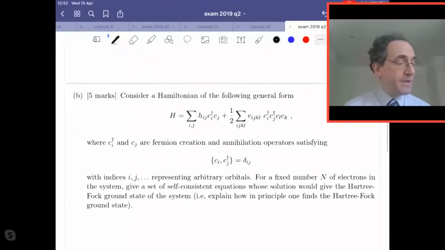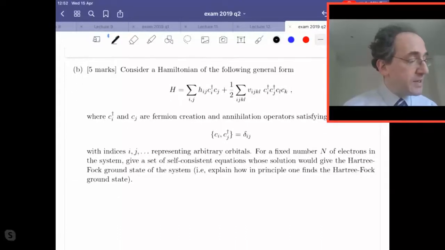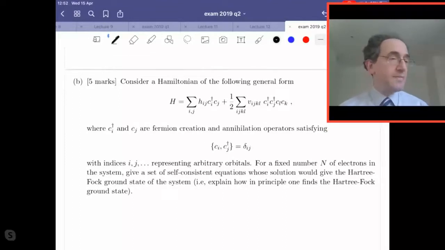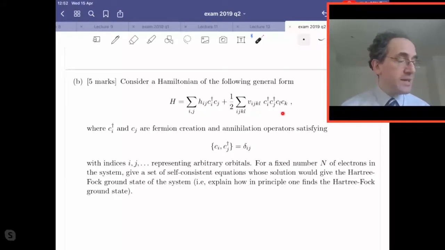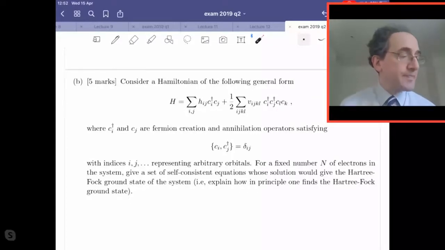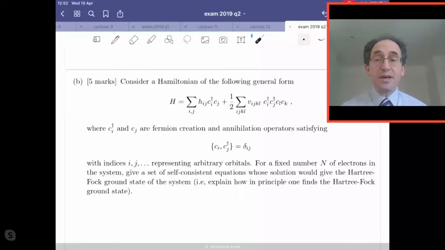Part 2. Consider a Hamiltonian of the following general form. This is the general form we've been considering for the last 2 or 3 lectures. There's a non-interacting single body term and a 2-body term, 4 fermions, 2 fermions, where the C and C daggers are fermion creation and annihilation operators. I and J and so forth represent arbitrary orbitals for a fixed number n of electrons in the system. Give a set of self-consistent equations whose solution would give the Hartree-Fock ground state of the system.